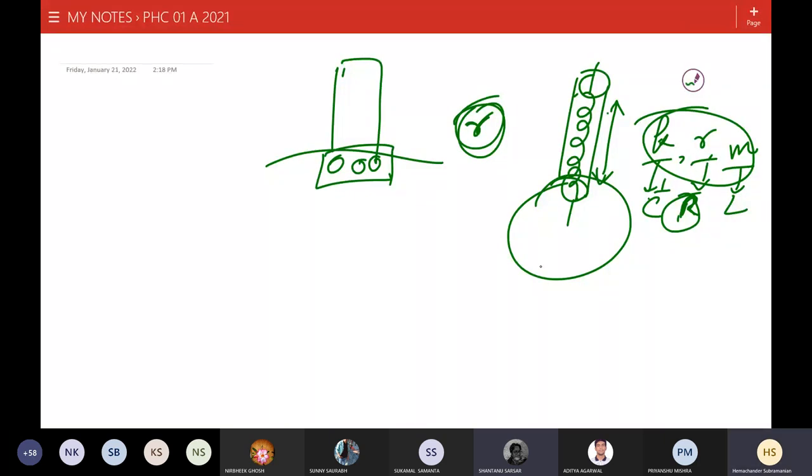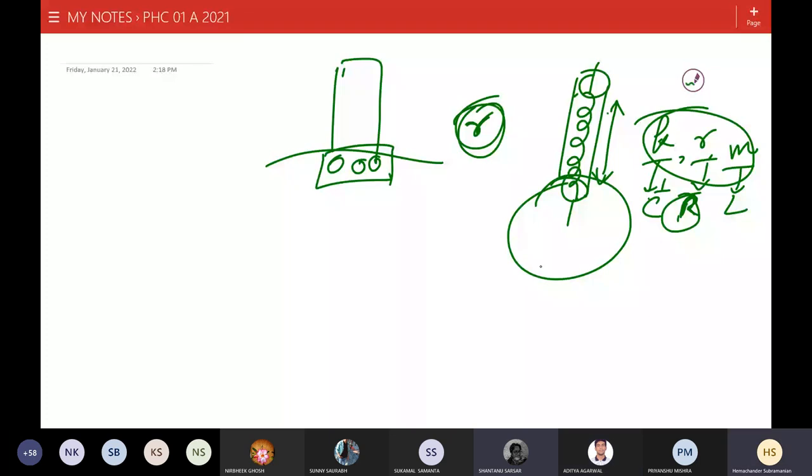By manipulating these parameters, you can basically design a simple harmonic oscillator that serves the purpose that you want. You want an earthquake dampener, a shock absorber, an atomic clock, a seismogram, whatever you want. You have to choose the parameters properly to make it work. Does that make sense? Yes, sir.